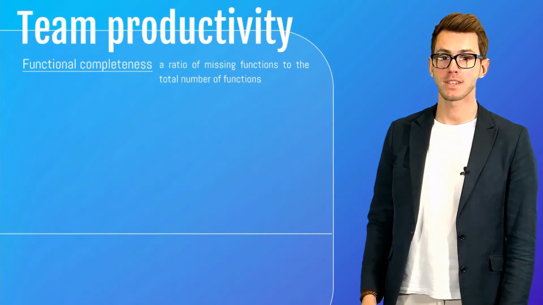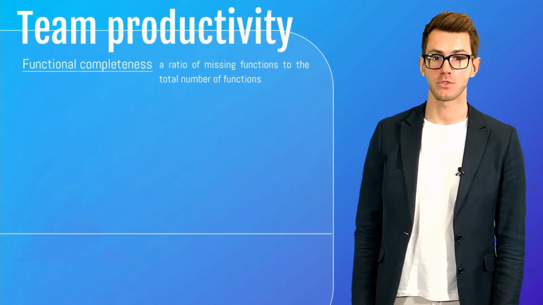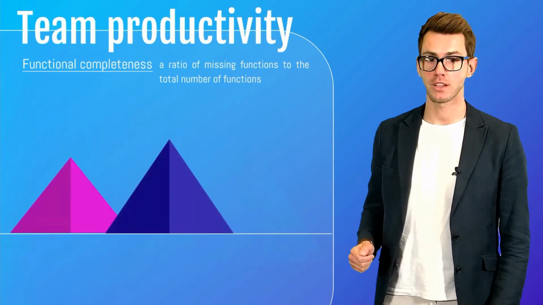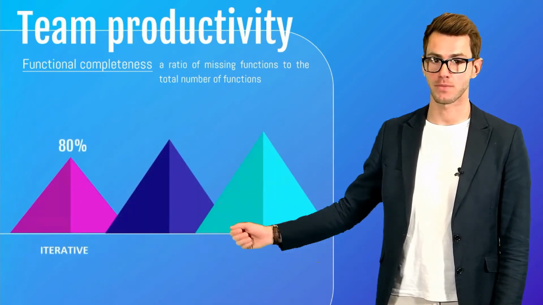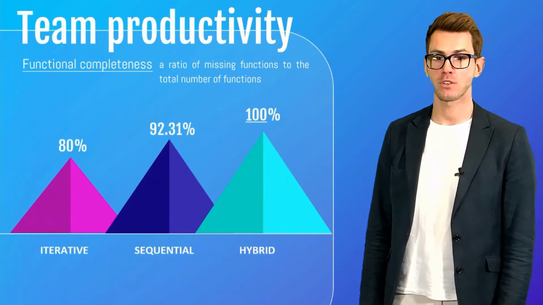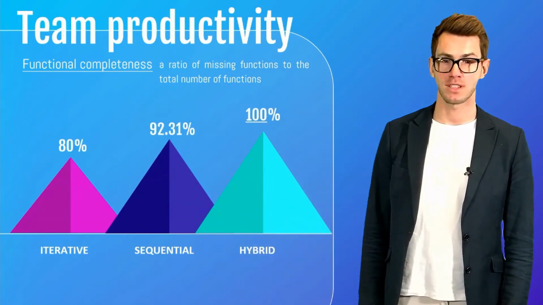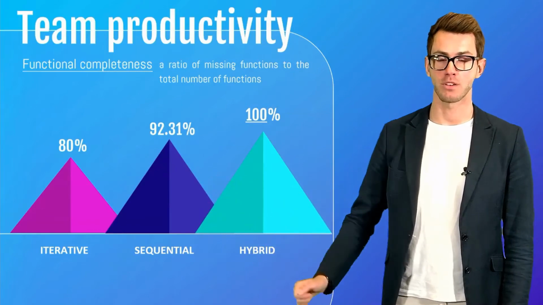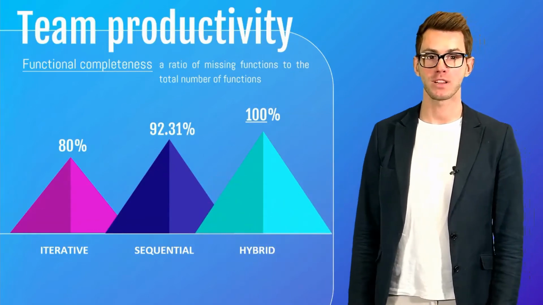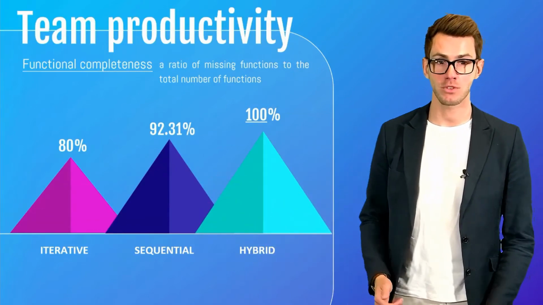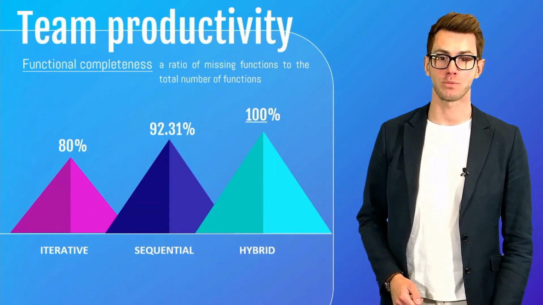When it comes to the second success dimension evaluated, the results of teams' output show a clear discrepancy between the treatments. The median value of functional completeness for the iterative approach is much lower than that of the sequential and hybrid ways of working. What probably greatly contributed to that is an intermediary milestone present for the latter two approaches.